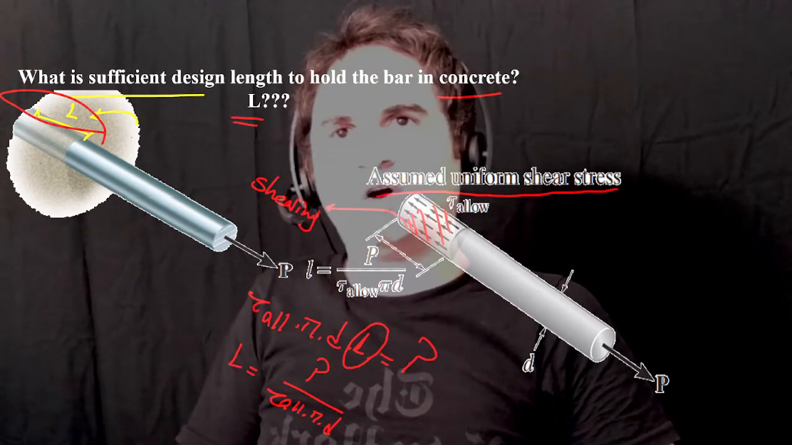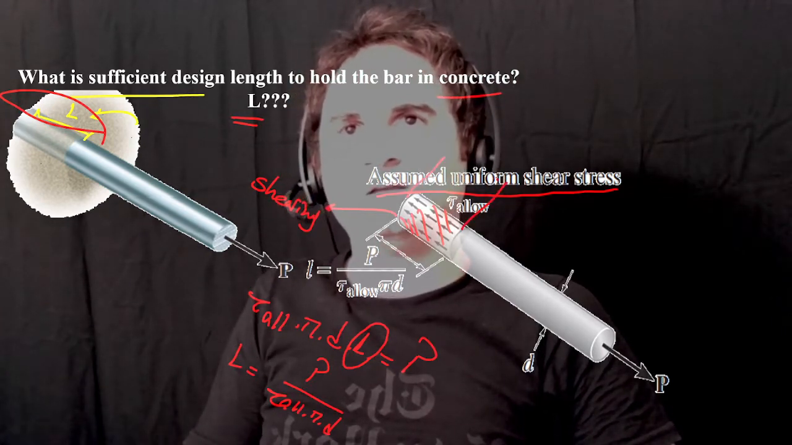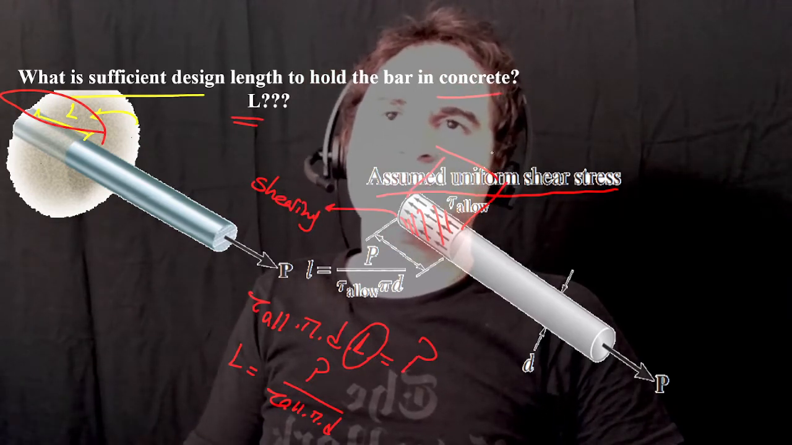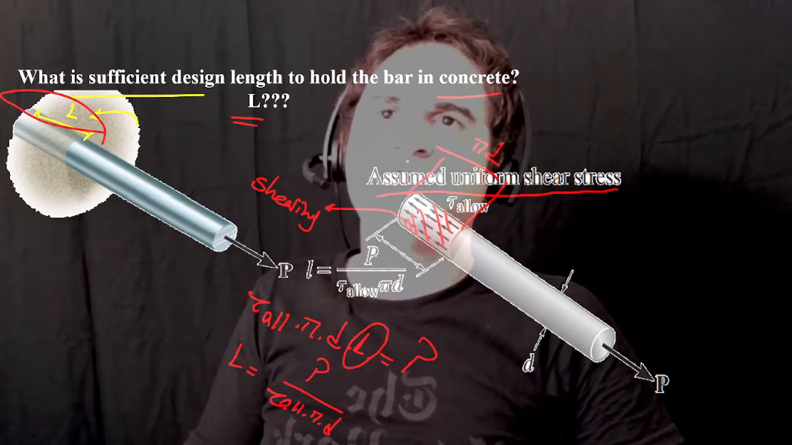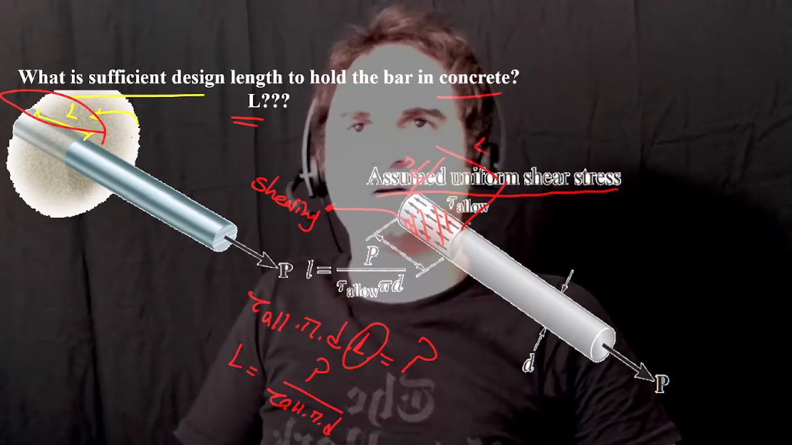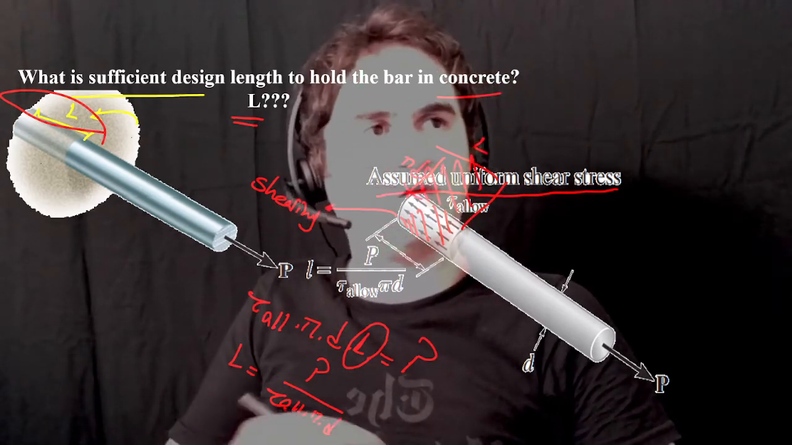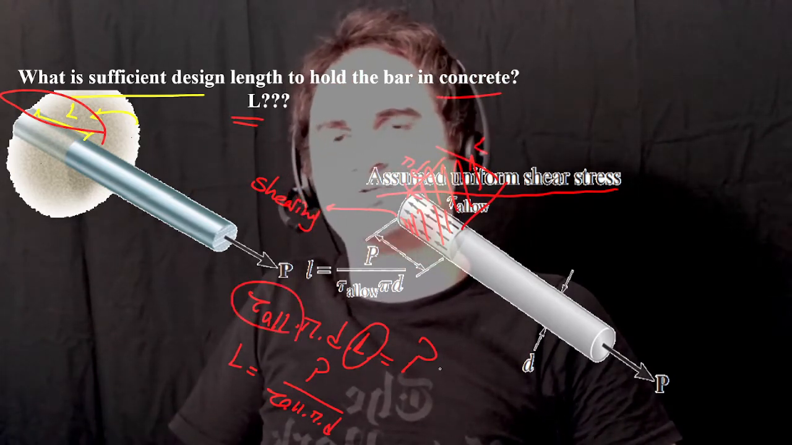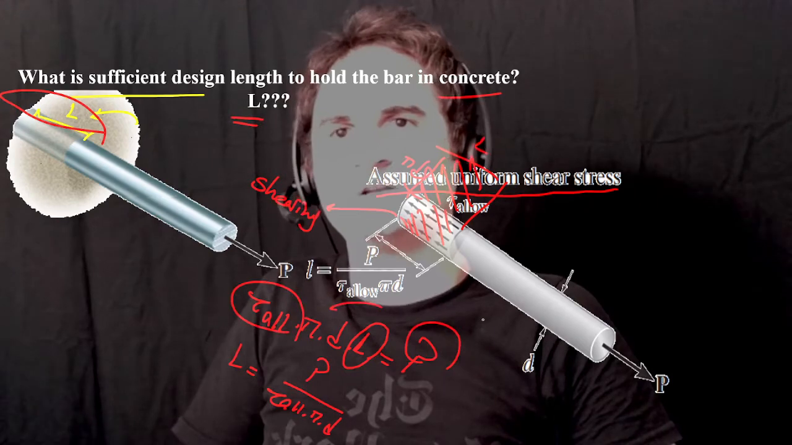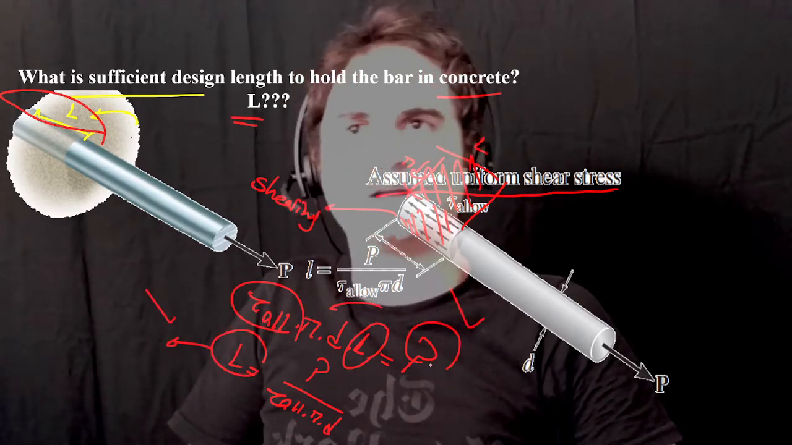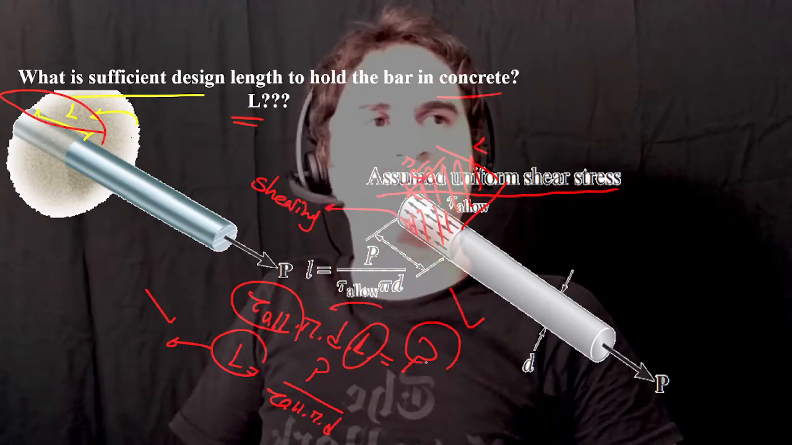Because if you just open it wide, that's the πD, and the length you're working with, for example, this is πD and the other one is L. So that area, if you open it wide, is just πDL times shear, which is equal to force. Stress times area is equal to force. So you can easily calculate the sufficient design length. Let's put it into an example.